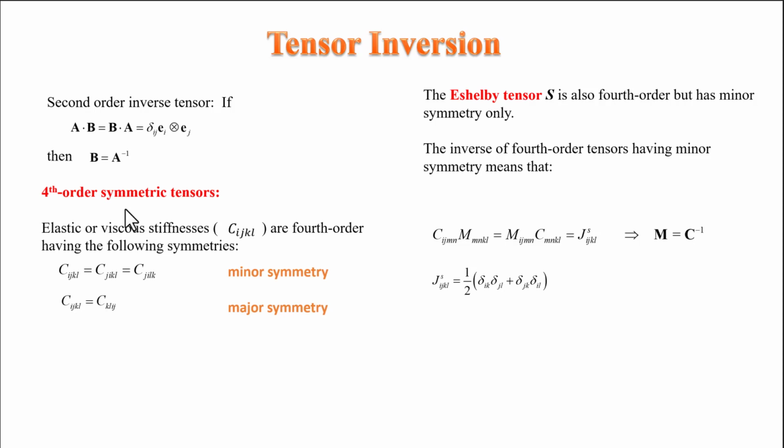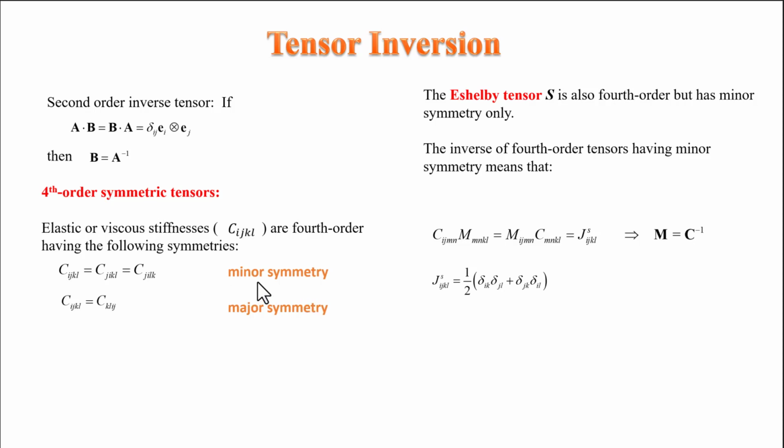Fourth-order tensors can be symmetric or may not be symmetric. Elastic and viscous stiffness tensors are symmetric. ij can be swapped, kl can be swapped. So this is called the minor symmetry. They also have an additional symmetry that is called a major symmetry. Its ij and kl can be swapped. So ijkl equals klij. The Eshelby tensor we will encounter in this course, S, is also a fourth-order symmetric tensor. However, it only has the minor symmetry, but not the major symmetry in general.